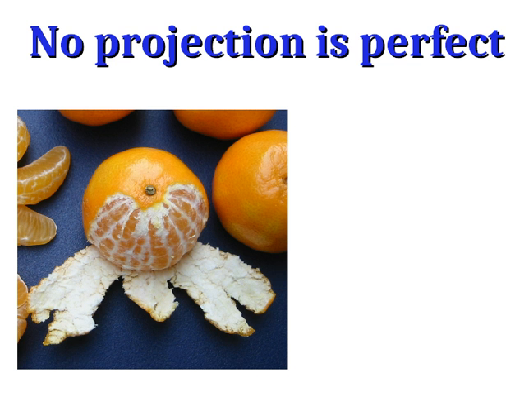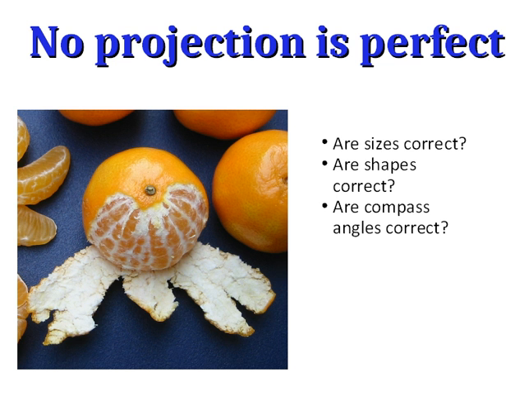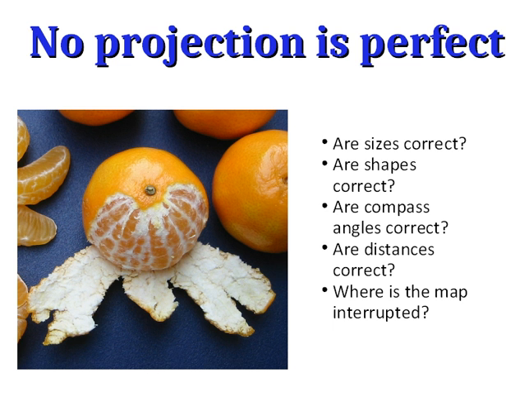And so when we're looking at a projection, there are a variety of different questions that we can ask that will tell us what the properties of that projection are. So are the sizes of things still correct once we've squished and stretched and broken the surface of the Earth to flatten it out? Are the shapes of different areas, land areas and water areas and so forth, correct? Are the compass angles that you would measure from the map correct? Are the distances between places correct? Are they the right ratio to each other on the map as they are in the real world? And where is the map interrupted? That is, where is it broken?